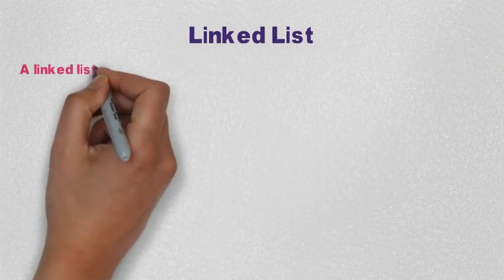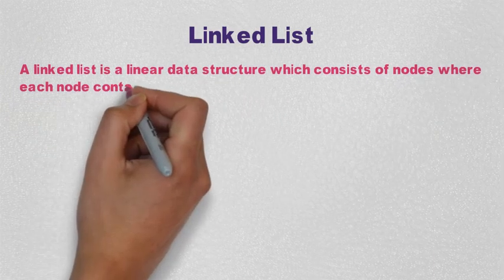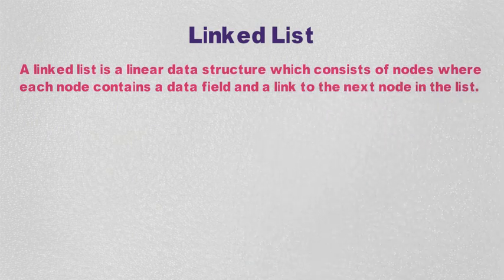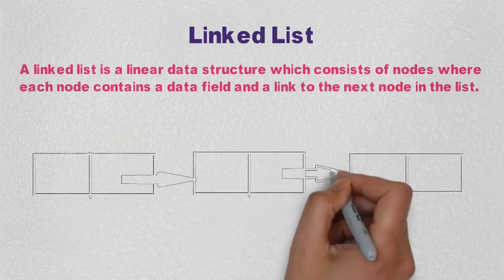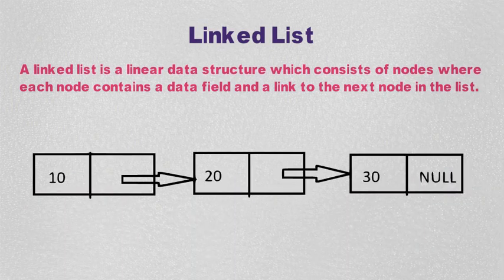A linked list is a linear data structure which consists of nodes where each node contains a data field and a link to the next node in the list. This is the basic example of linked list where 10, 20, 30 are called data nodes and the arrow points to the link which points to the next node. Now let us look at what is tree.